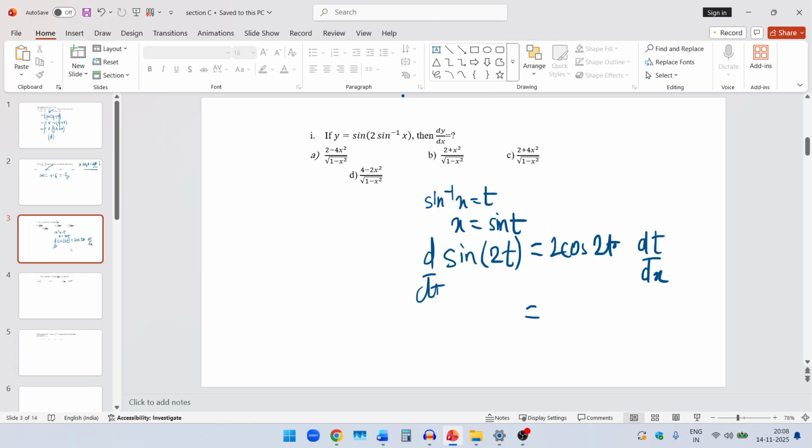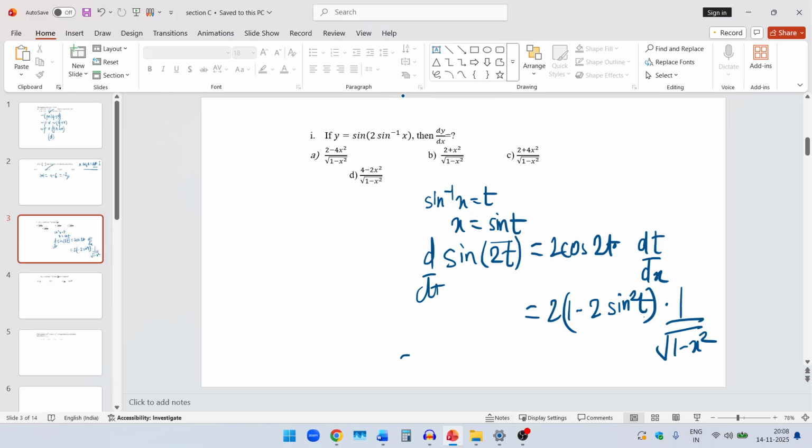Now cos 2t, we know what is cos 2t. The formula for cos 2t is, I guess, 1 minus 2 sine square t, right? 1 minus 2 sine square t. So 2 times this divided by dt by dx. Dt by dx is the derivative of t. Derivative of t is sine inverse of x, so the derivative will be 1 upon square root of 1 minus x square. Okay, now sine square t, because sine t is x, sine square t should be x square.